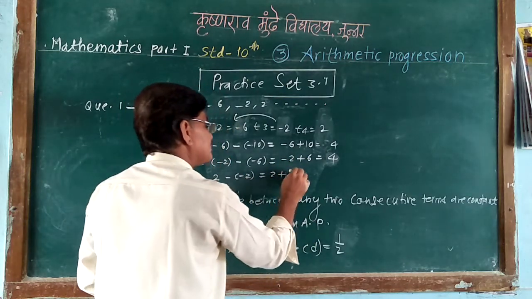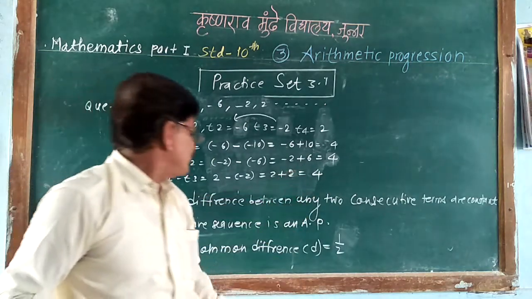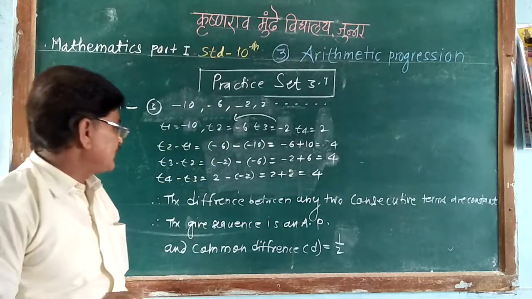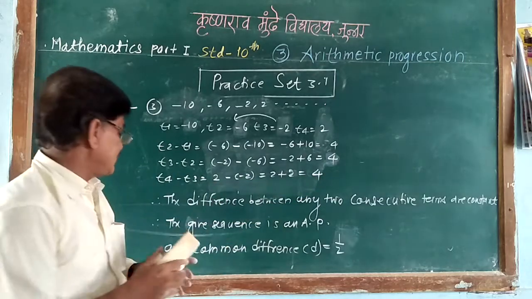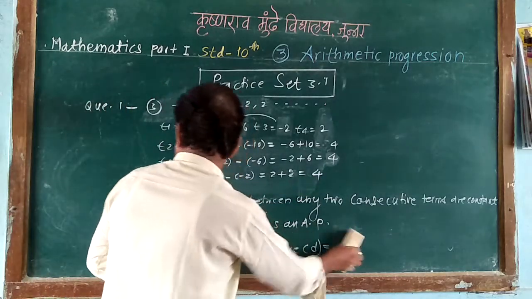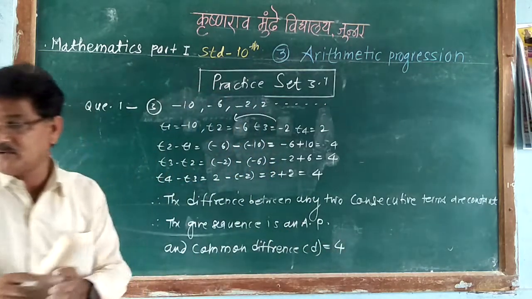2 plus 2 is 4. The difference between any two consecutive terms of the sequence is constant, therefore the sequence is an AP and the common difference is equal to 4.